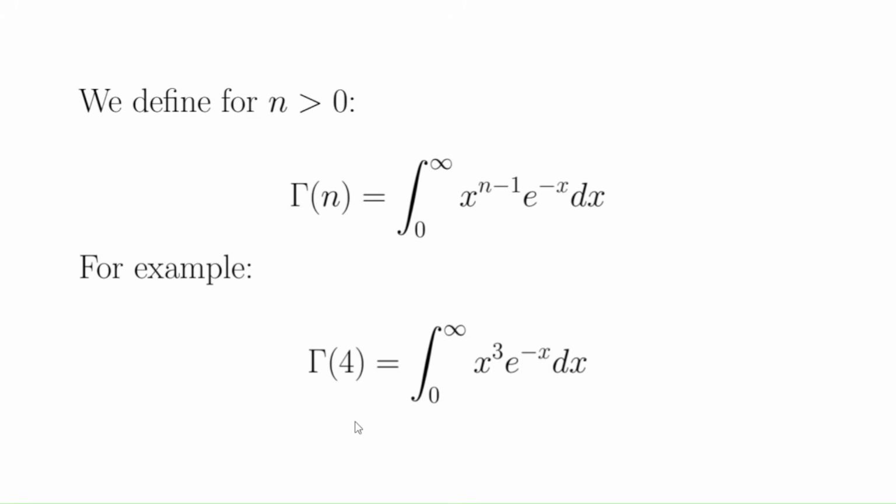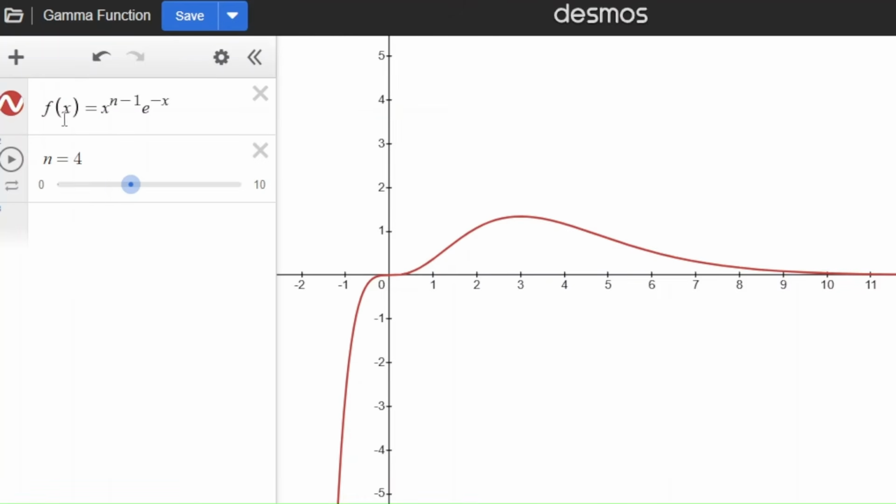Now, what does all this mean graphically? We'll start by looking at gamma of 4, this integral. So I've graphed the function f of x equals x to the n minus 1 times e to the minus x, and I've made a slider for n, and I've set the slider to 4. So this function that's graphed is really x cubed times e to the minus x. Now the area underneath this curve, the integral from 0 to infinity, which represents the area under the curve from 0 to infinity, this area is gamma of 4. And it's going to turn out that that area is actually 6.